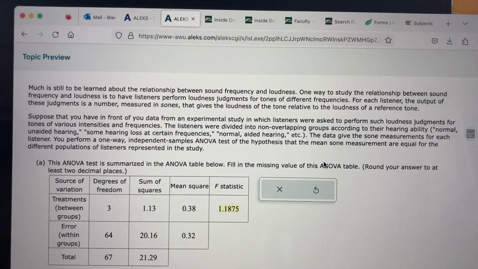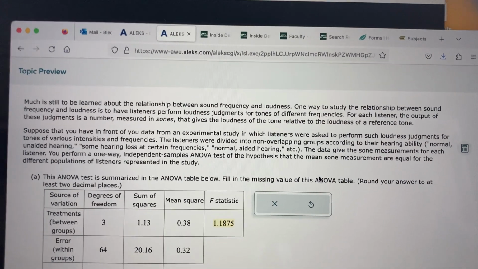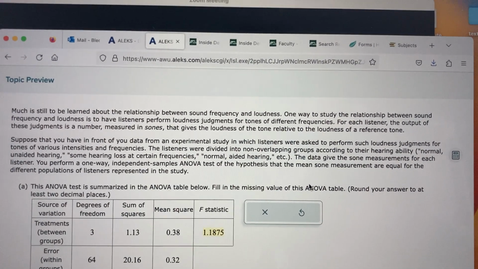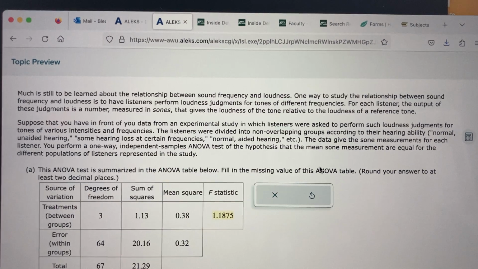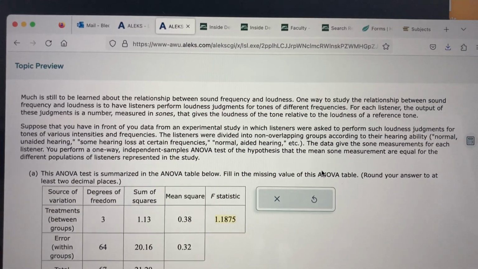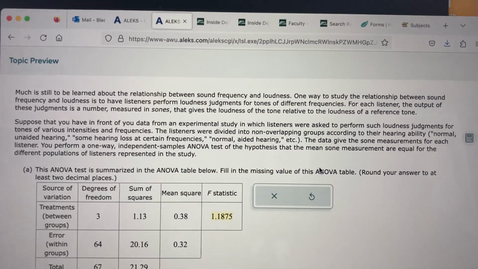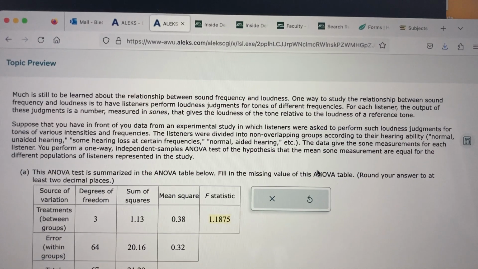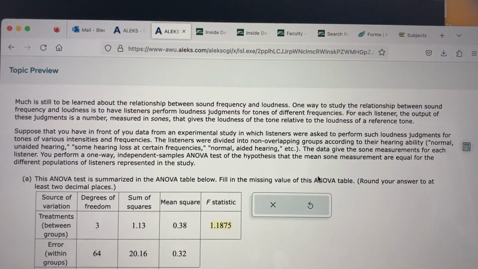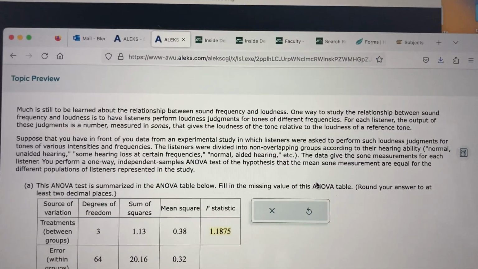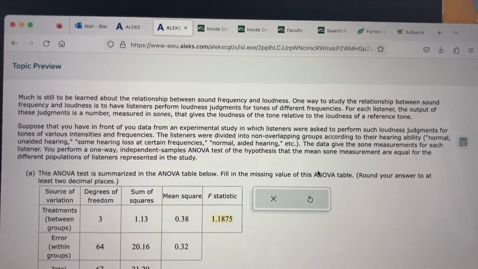Suppose that you have in front of you data from an experimental study in which listeners were asked to perform such loudness judgments for tones of various intensities and frequencies. The listeners were divided into non-overlapping groups according to their hearing ability: normal unaided hearing, some hearing loss at certain frequencies, normal aided hearing, etc. It works out, and I'll explain this in a second, that there are 4 categories. The data give the sone measurements for each listener. You perform a one-way independent samples ANOVA test for the hypothesis that the mean sone measurements are equal for the different populations of listeners presented in the study.